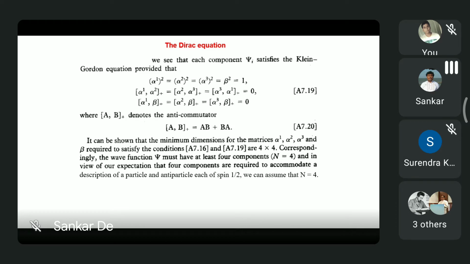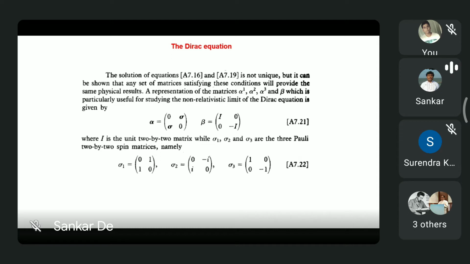So after having that in mind, we try to define what alpha and beta are. The alpha is defined by the Pauli 2 by 2 spin matrices, and beta is defined by the 2 by 2 unitary matrix in this form. And this form is specially taken so that the Dirac equation can be solved. So this fits very well in the solution of the Dirac equation.